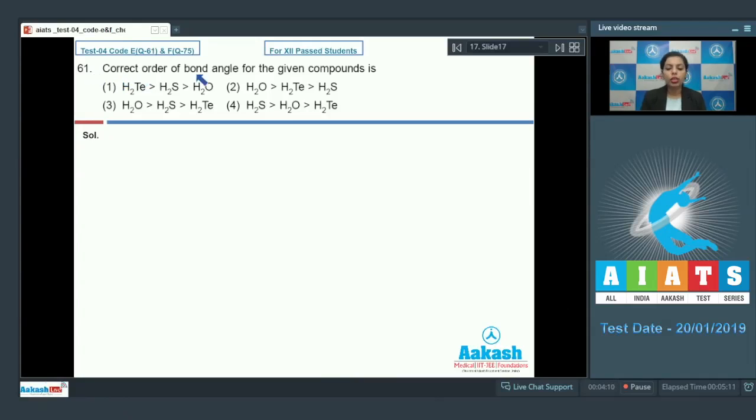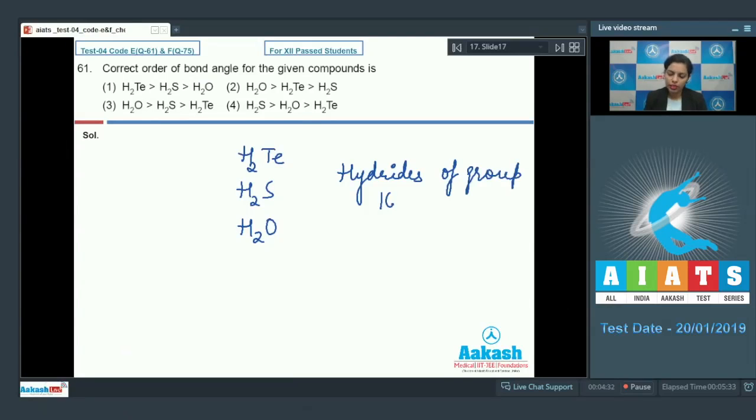Question number 61. Correct order of bond angle for the given compounds is. We have different compounds here: H2Te, H2S, and H2O. These three compounds are the hydrides of group 16 elements: oxygen, sulfur and tellurium, and in all of these cases the central atom has two lone pairs. In case of water, two lone pairs are there at the oxygen atom, similarly on sulfur and tellurium also.